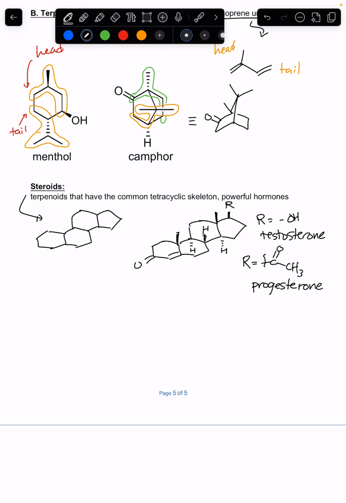And I want you to be able to see that this might have the isoprene units. Now, methyl groups and whatnot have moved around, and so you might not be able to see the isoprene units completely well, and that's because steroids usually come from this linear molecule called squalene. Okay.